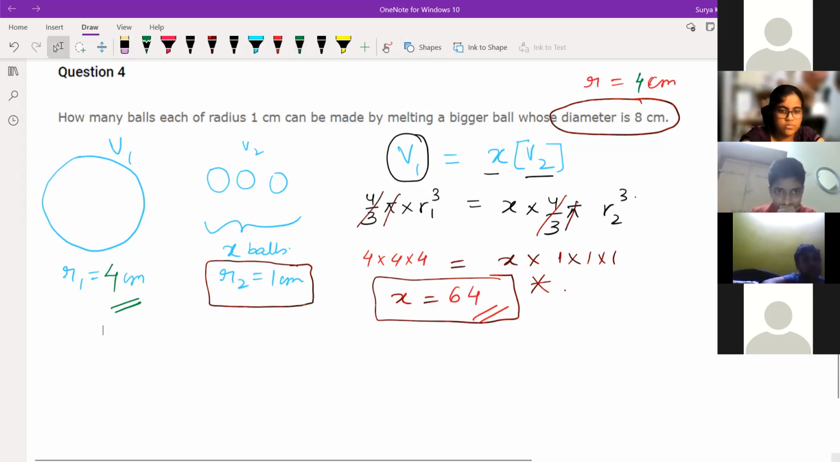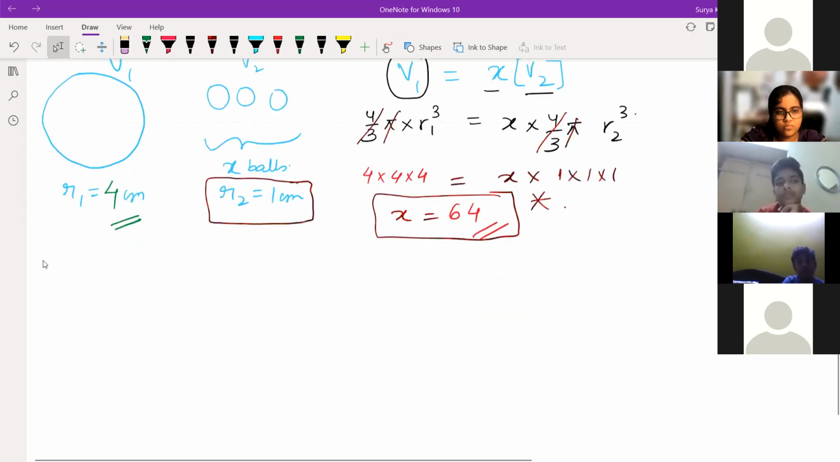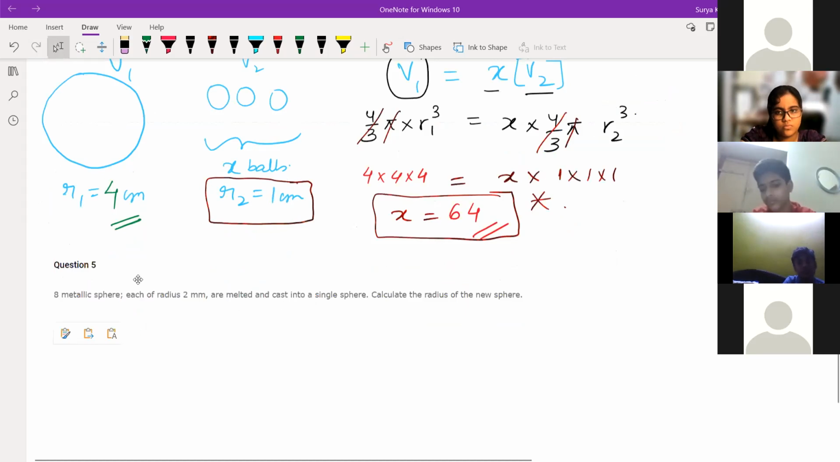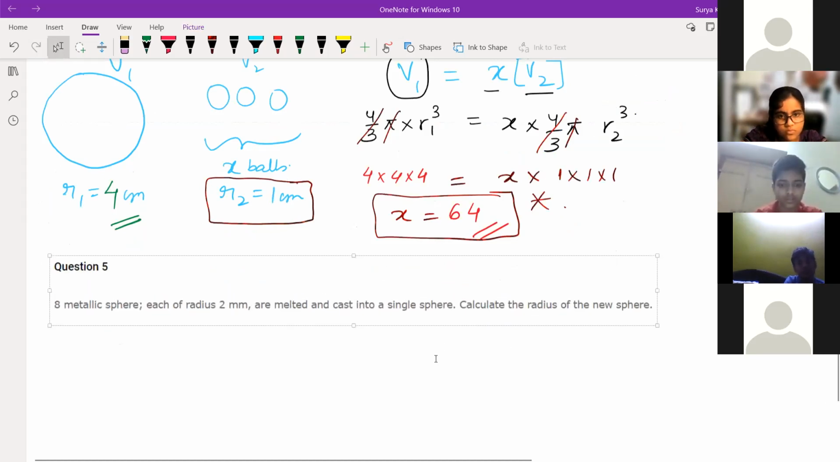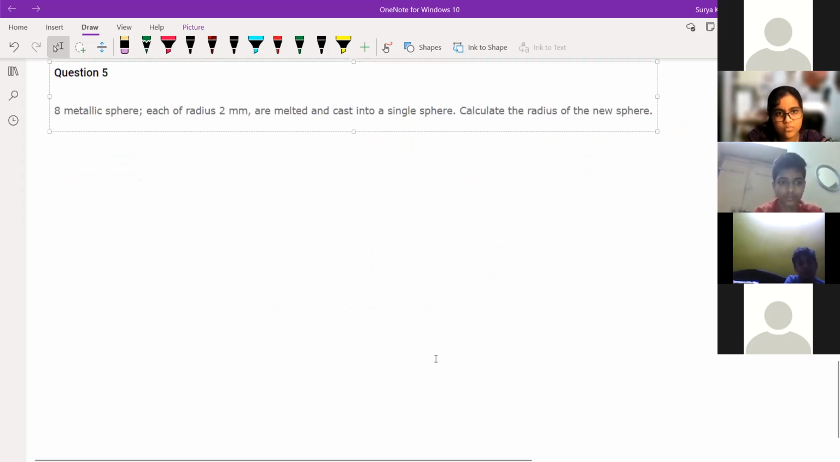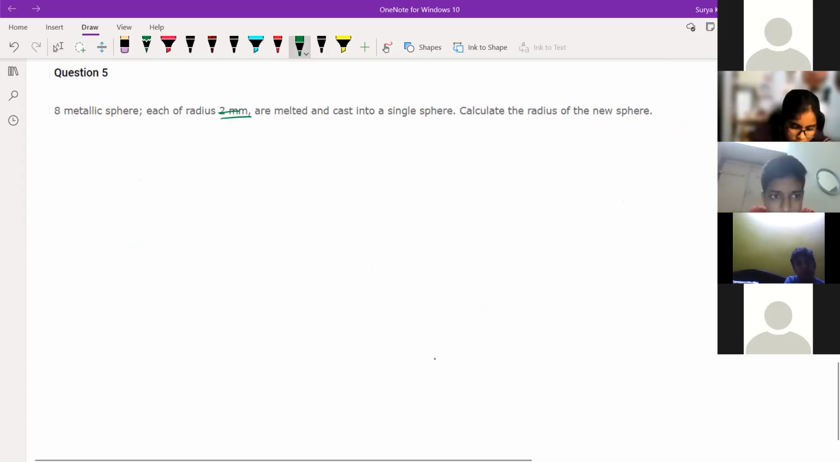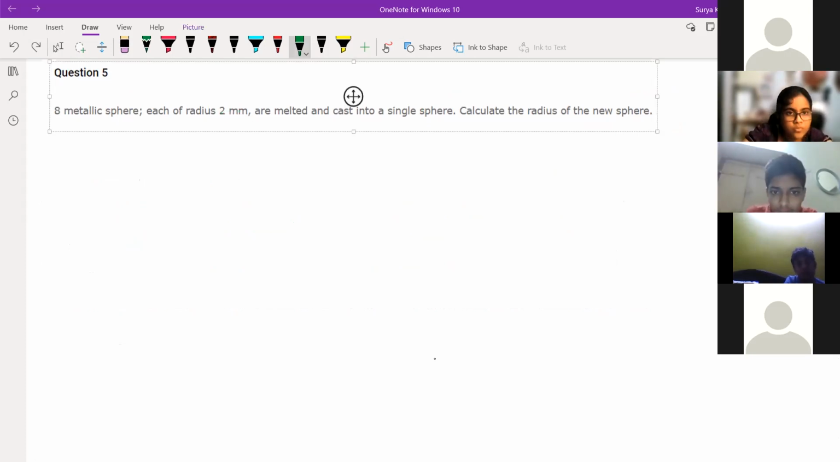Very good. Next, question number 5. Last question of the day. 5th one we are doing now. 8 metallic spheres, each of radius 2 mm. See here, children, mm is given. Radius 2 mm. 8 metallic spheres are there. How many spheres? 8 are melted and cast into a single sphere.